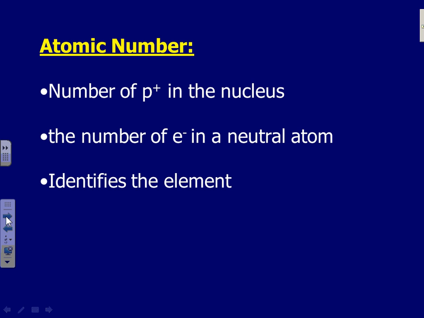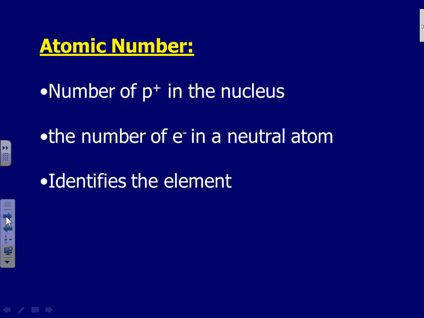So let's now then talk about the atomic number. And we've briefly discussed this just moments ago. So all this information we've talked about. The atomic number is the number of protons in the nucleus. It is the number of electrons in the neutral atom, if the atom was neutral.